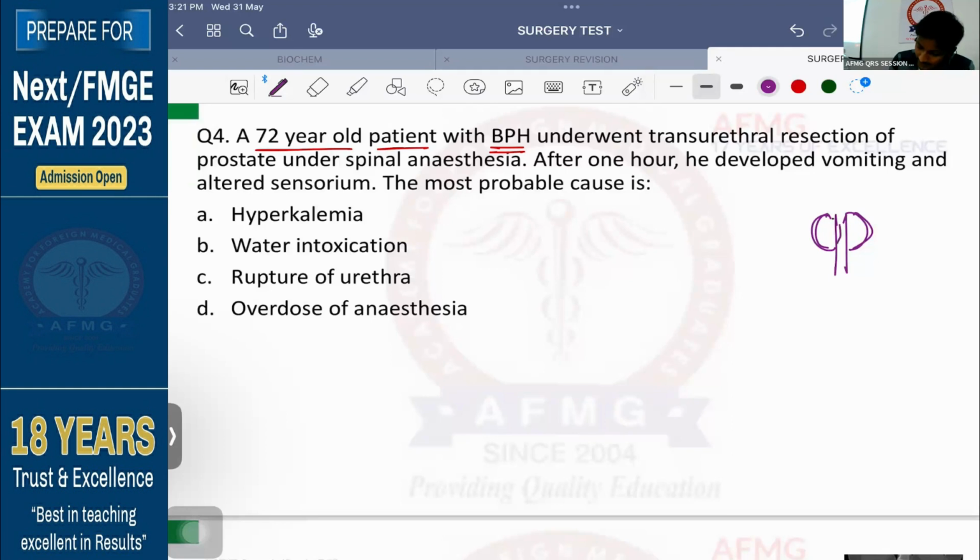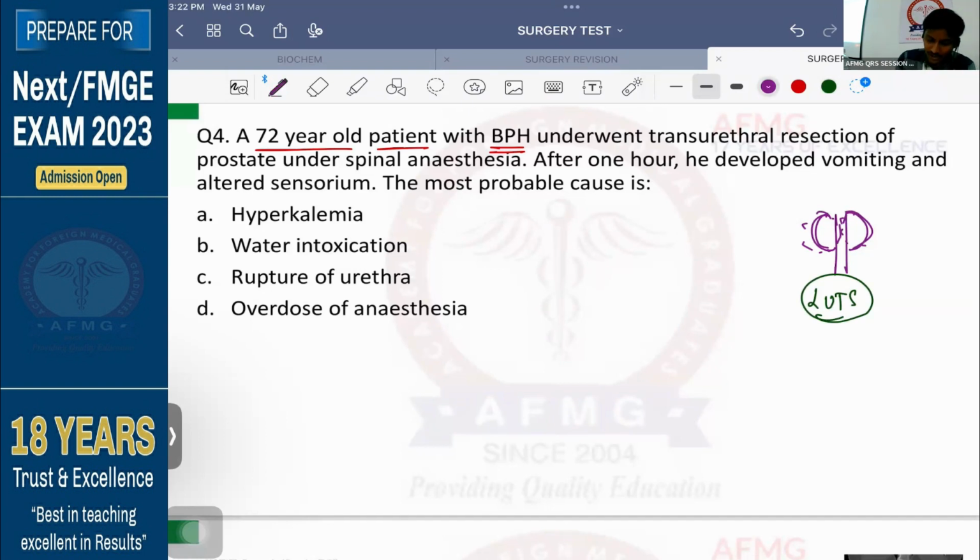So if the size of the prostate increases, what will happen? The prostatic urethra will be compressed. And if the prostatic urethra is compressed, will the patient be able to pass urine? No. That is why a case of BPH will mainly complain of urinary symptoms. So the patient will have urinary retention, urinary incontinence, hesitancy, urgency, all of these features. Okay, and what do we call all of them together? LUTS, that is lower urinary tract symptoms, will be present in the patient.